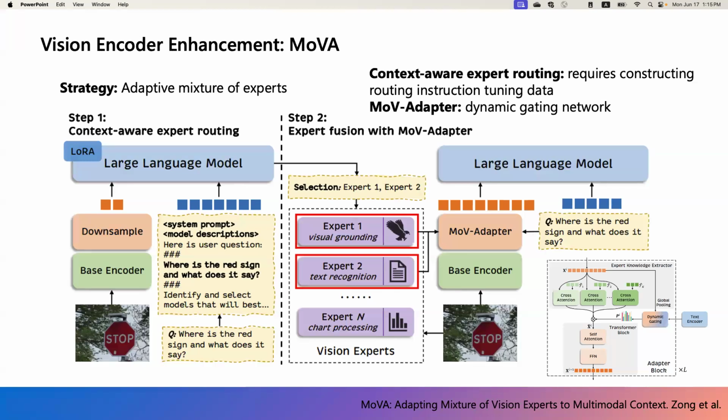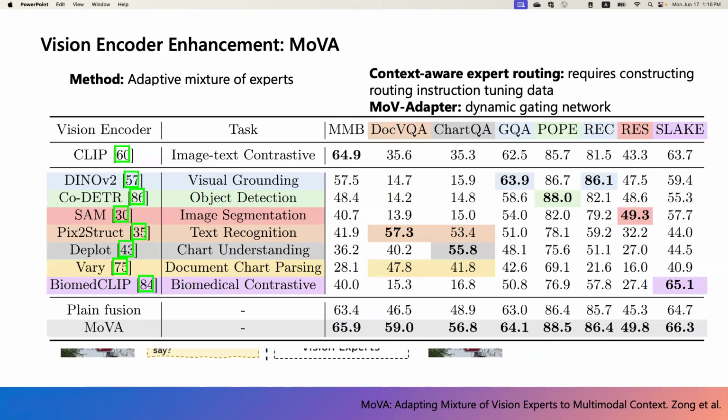They propose a new training stage to train context-aware expert routing by collecting routing instruction tuning data. Of course, the model still requires some instruction tuning data to teach it how to do the merge, how to do the assembly automatically and dynamically. But this is one step forward to make the assembling of vision experts more adaptive, more dynamic, and probably more capable.